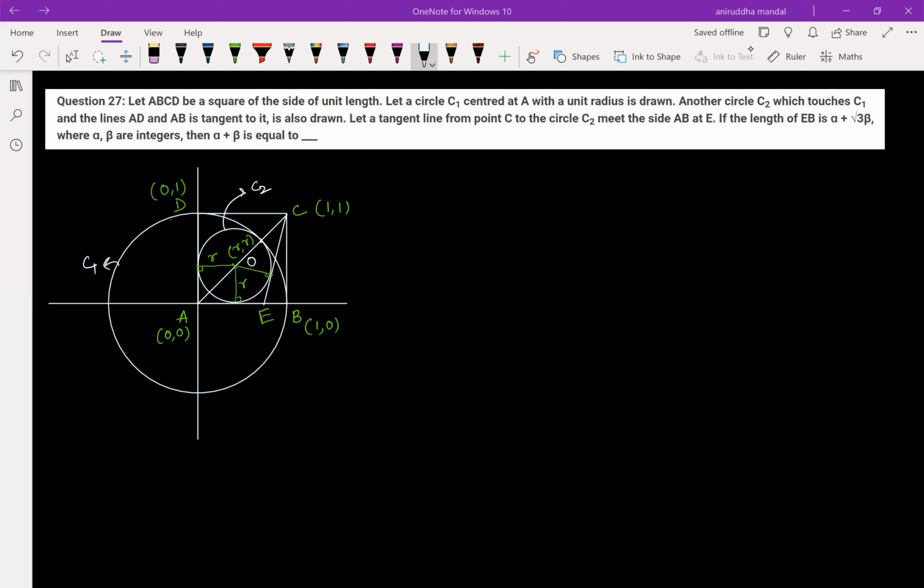Okay, now this is the figure. We can solve this problem in three different ways. I propose three solutions. So the first solution is using trigonometry.